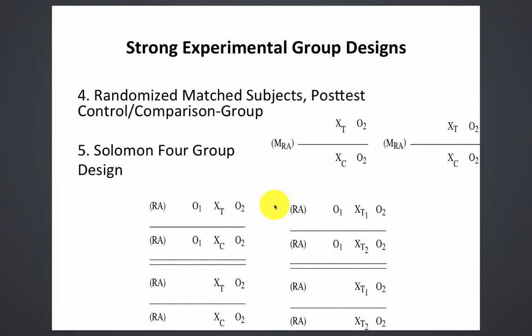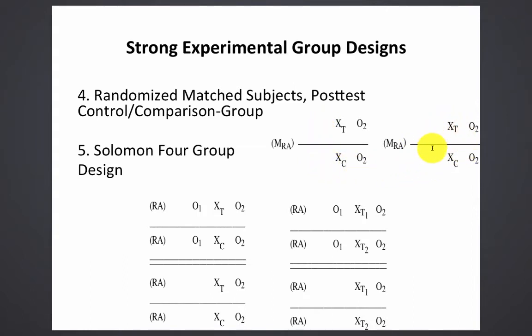So then we move to randomized matched subjects, post-test only control comparison group. And so this image here shows a version where we've matched on some attribute, not the outcome measure of interest, something like maybe experience. I talked about that as an example before. We've measured their experience, we match on experience, then we randomly assign to treatment and control, and we measure our outcome variable, which is not experience, something else, performance, whatever it might be. And we've introduced some improved control because of the matched random assignment, but again, we're missing that pre-test.